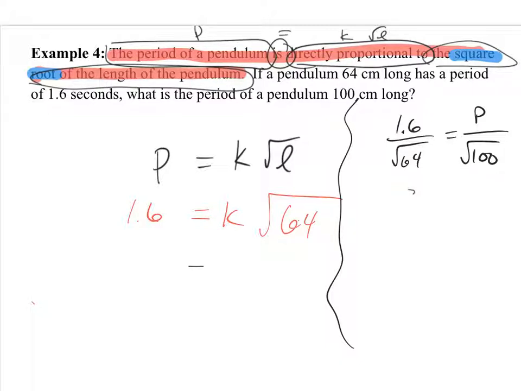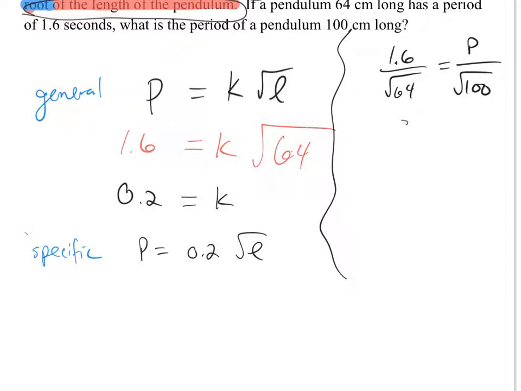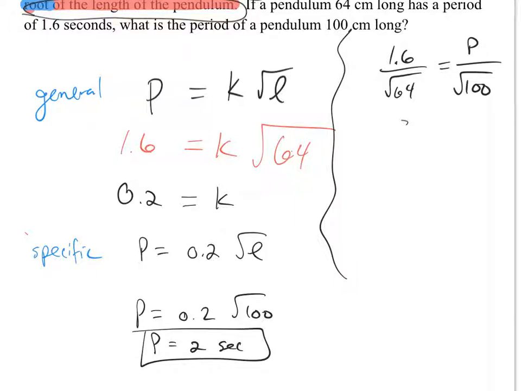K should be what, 0.2? What's K turn out to be here? 0.2? So I write my specific equation now. Remember here, this is the general function or general equation, and this is specific to this scenario. I know the length is 100 now, and we're trying to figure out what the period is. Square root of 100 is just 10. 10 times 0.2 is just 2. And my units are seconds. Period was given in seconds to start, right? 1.6 was given in seconds, so the period again has to be in seconds.